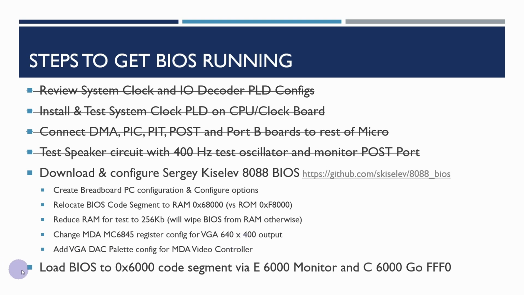And then in order to run it, what we actually do is we set the extra segment in the Nanocomp monitor using E to be 6000. So this is sort of in the middle of the RAM area, and that will mean that when we download the S record file, that will then go into the 6000 range, and then when we go to execute it, we set the code segment to be 6000 and then go FFF0, which is the standard reset vector on the Intel 8088 and 8086.